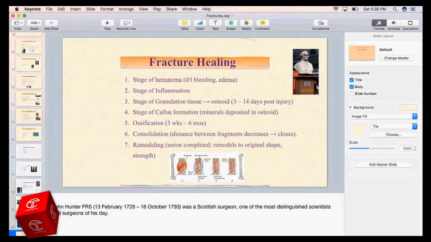Then stage of callus formation, where minerals are deposited in the osteoid, that is the callus. So the unmineralized form is the osteoid, the mineralized form is the callus. Then of course ossification, followed by consolidation. Then remodeling. Remodeling starts once the union is complete. That models back to the original shape and strength.